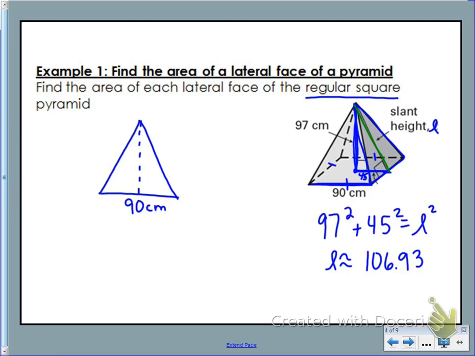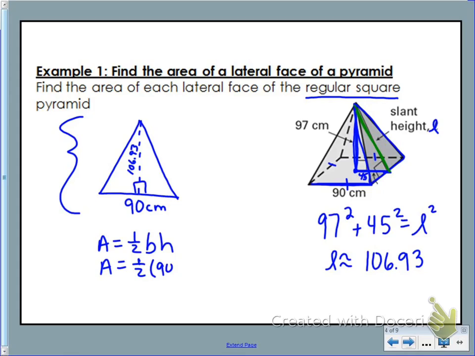Now that we know the slant height, that, keep in mind, is this measurement here, which is also the height of the side of the triangle. So if I come back to my original picture, I now know that this is 106.93 centimeters. Since my ultimate goal is to find the area of this triangle, I'm now going to do the formula for area of any triangle, 1/2 base times height. The base is 90, and the height is the 106.93 because that's the same as the slant height.